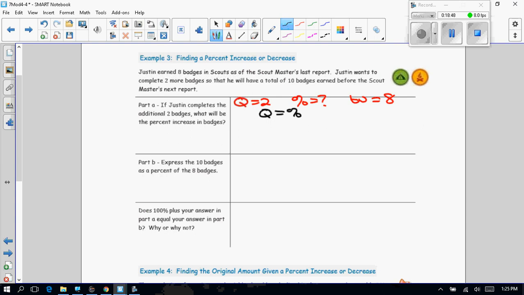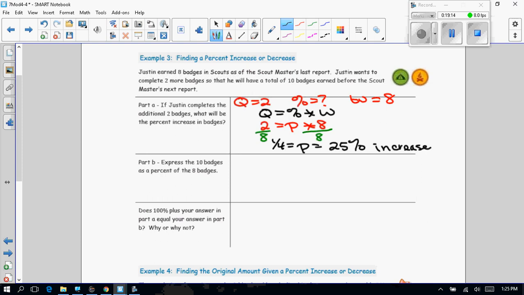Quantity is equal to percent times whole. So we'll just plug these all in. 2 is equal to our percent times 8. Divide everything by 8. And he's going to have 1/4 of an increase, or 25% increase.